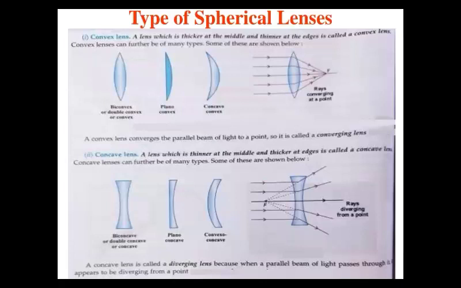Another type can be plano-convex, because one surface is plane and the other is convex. And the third type is concavo-convex: one side concave and the other side convex. These three lenses converge the light to a single point. But we are going to discuss the biconvex lens, or convex lens.